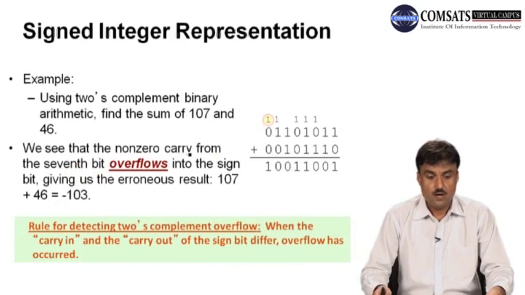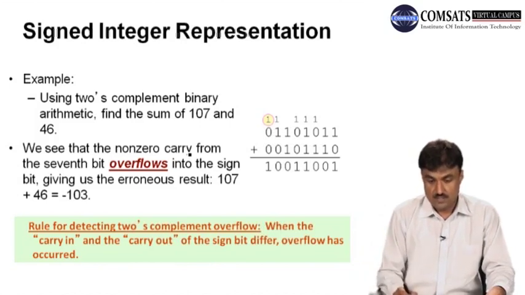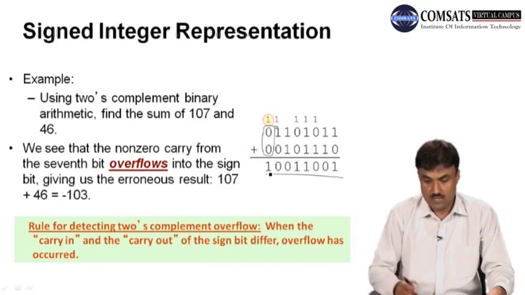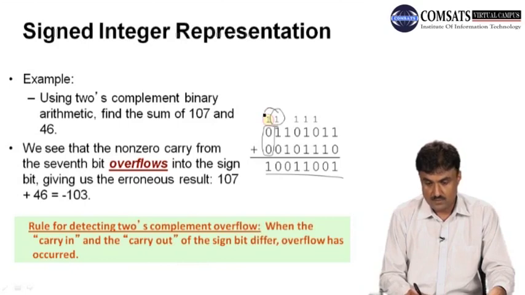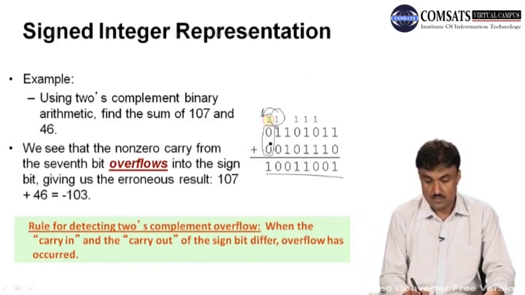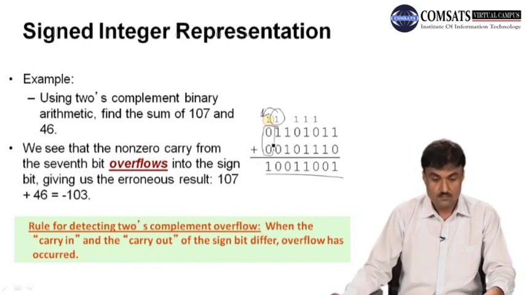Here you can see using 2's complement binary arithmetic, if we find the sum of 107 and 46, this is the sign bit, and the sign bit is going to change. Even though these two numbers are positive, the value we are getting is a negative number, minus 103 in 2's complement, but that is wrong. So we see that a non-zero carry from the 7th bit overflows into the sign bit. From the 7th bit we have a carry here, so this carry overflows from the magnitude into the sign bit. So the rule for detecting 2's complement overflow is: when the carry in and carry out of the sign bit differ, then that situation is the overflow situation.